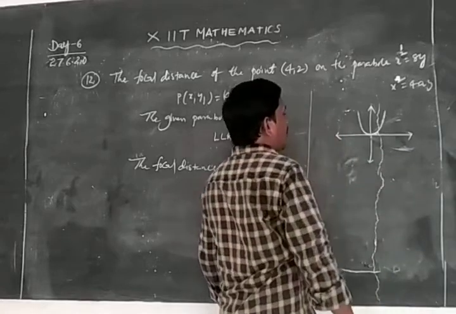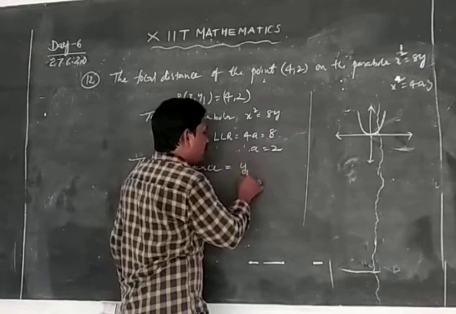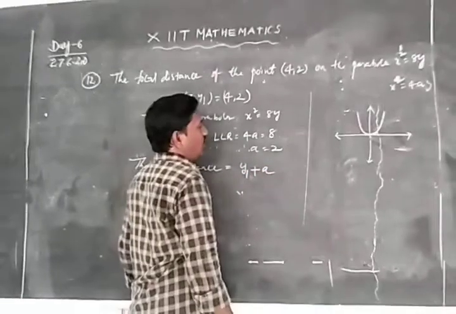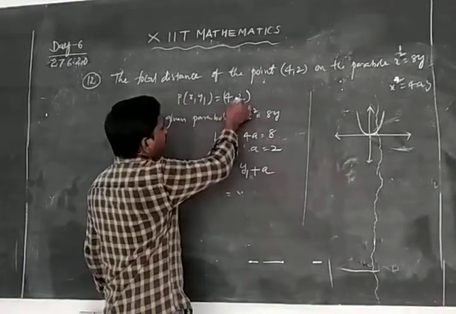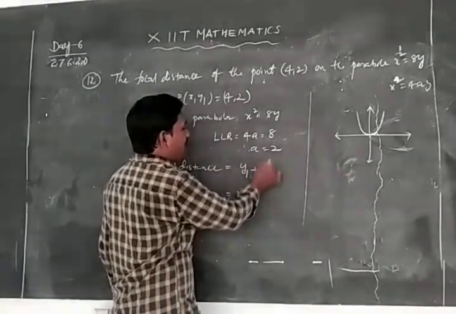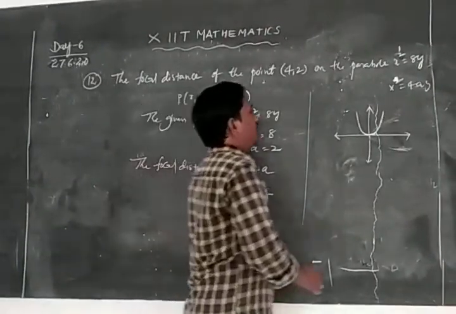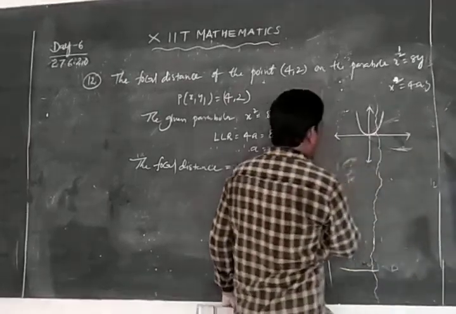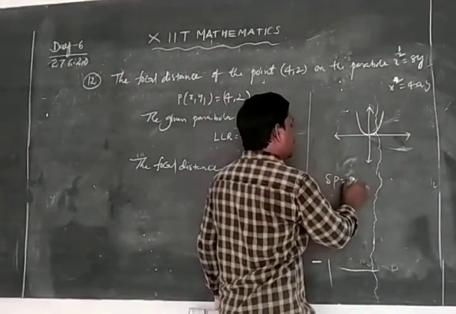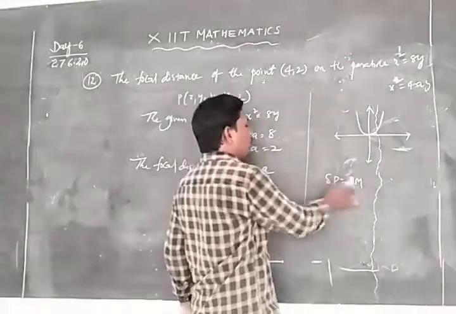Okay. Now the focal distance is y1 plus a. What is the y1 value here? 2. What is the a value? 2. That means 2 plus 2, 4. You know that focal distance SP equal to PM. Already we learned the focal distance SP equal to PM.